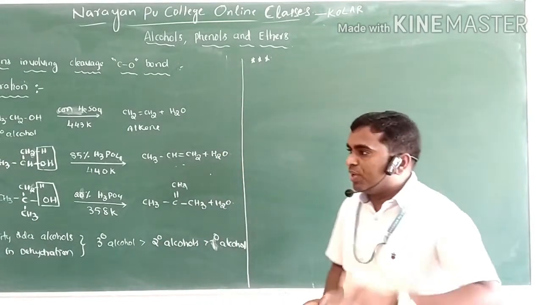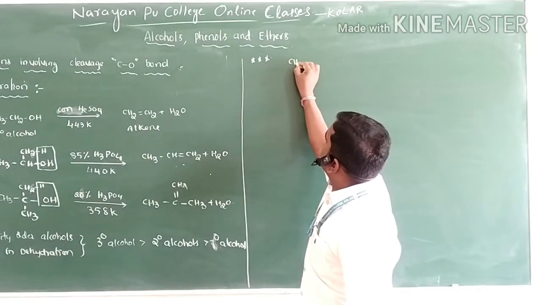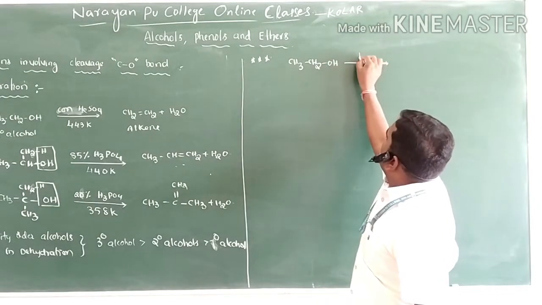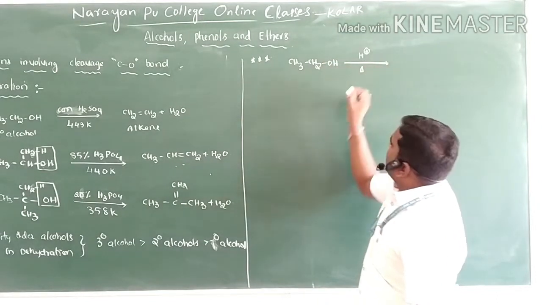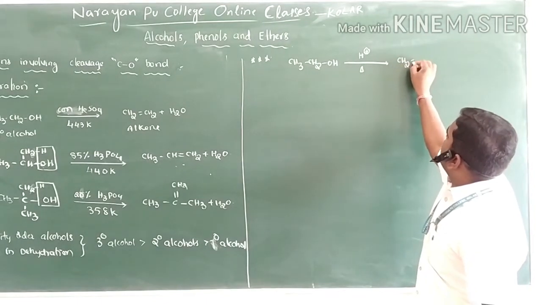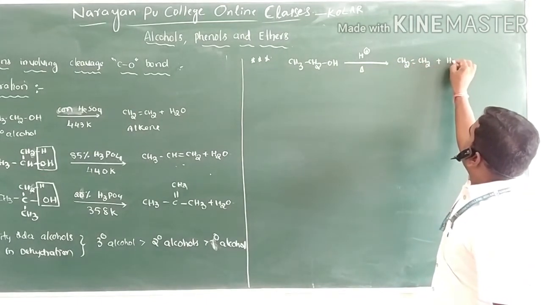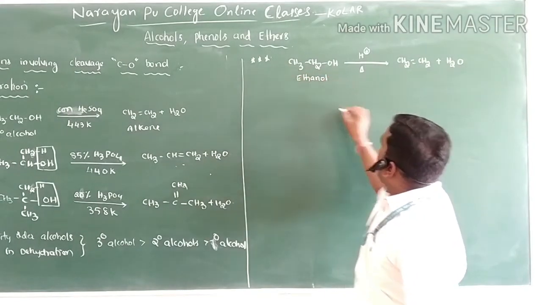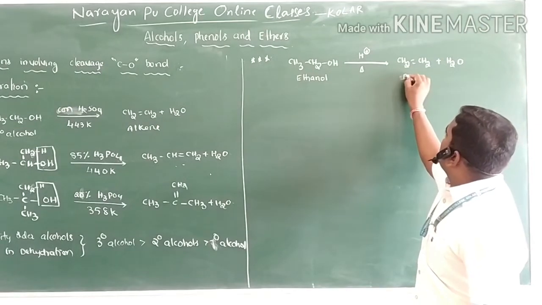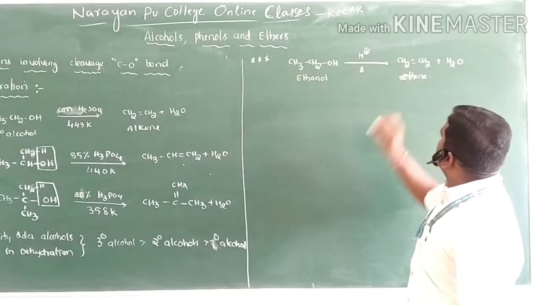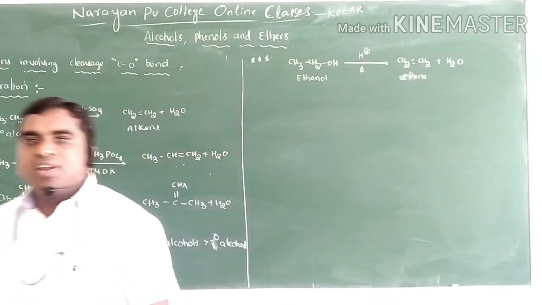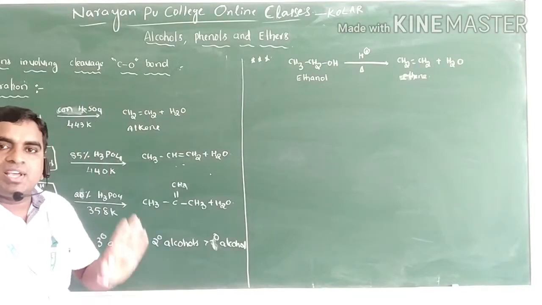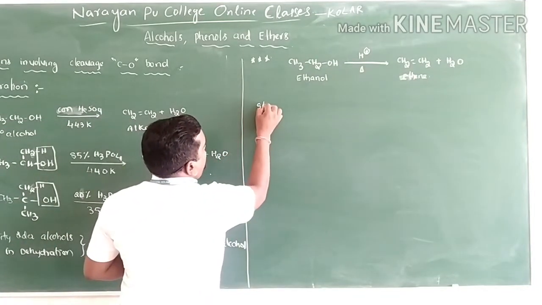Conversion of ethanol to ethene: ethanol is CH3CH2OH, and we maintain H+ and heat. Then what compound will you get? CH2=CH2 plus H2O. This is ethanol, and this alkene is ethene. Clear? The mechanism of dehydration of alcohols involves 3 steps. How many steps here? 3 steps.